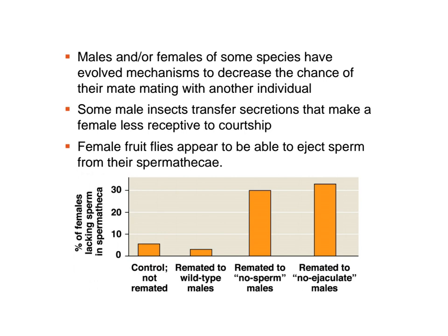So this is data from an experiment. What they did was they took females and they allowed them to mate with various males. So in the control situation, what we're plotting here on the y-axis is the number of females lacking sperm in the spermathecae.